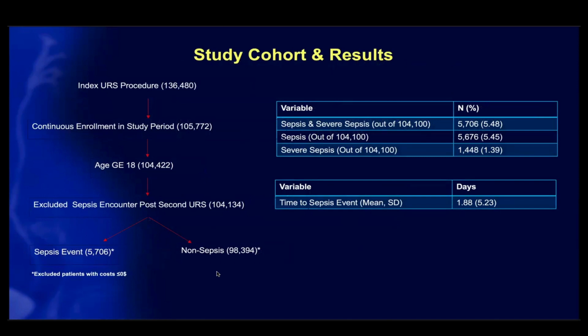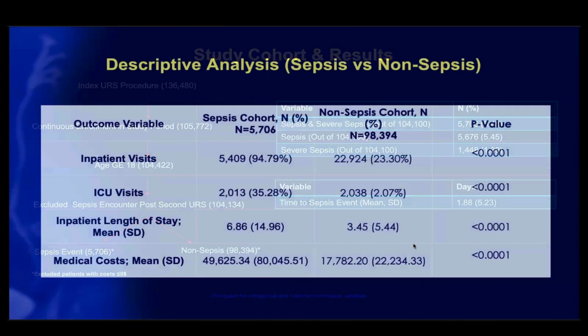We found a number that was very comforting because it was very similar to what we found in our meta-analysis. So 5.5% of these patients went into sepsis after ureteroscopy. And the other thing that will come up in a few slides is there's an ICD-9 code for sepsis, and there's an ICD-9 code for severe sepsis. So this is basically patients who are even sicker. And so in this data set, we found that 1.4% of those septic patients were severe septic, and roughly 4% were just regular septic patients. The time to sepsis mean was just under 2 days.